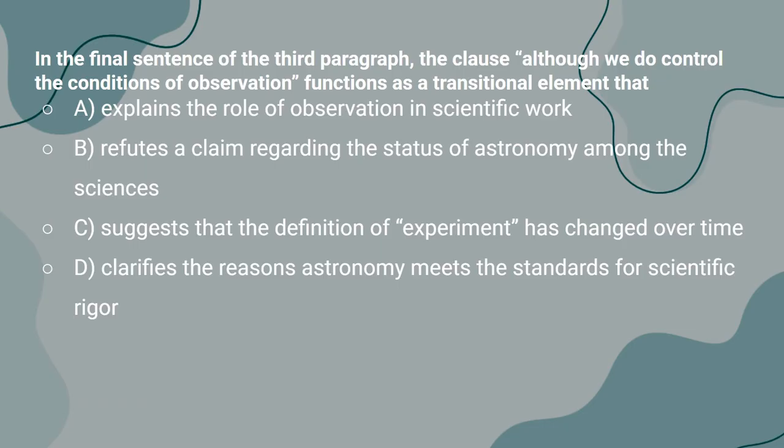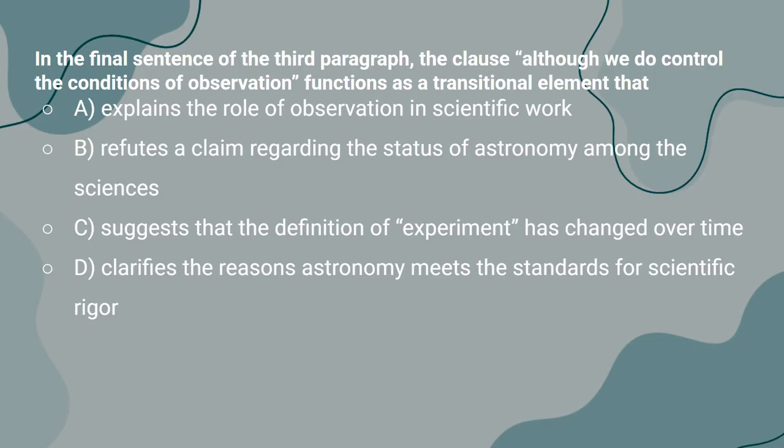D. In the final sentence of the third paragraph, the clause, "although we do not control the conditions of observation," functions as a transitional element that... So this is a transitional element. Let's go into it. A, explains the role of observation. Not really. Doesn't do that at all. B, refutes a claim regarding the status of astronomy. It doesn't really. It's not really refuting anything either.